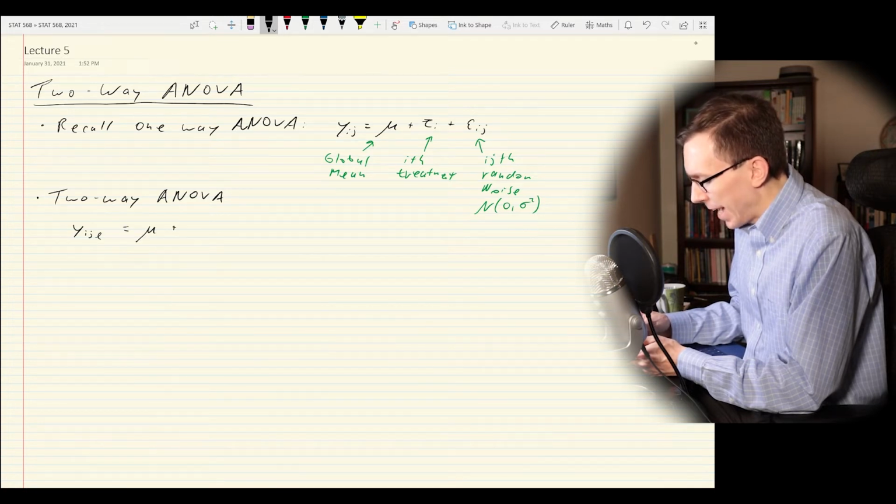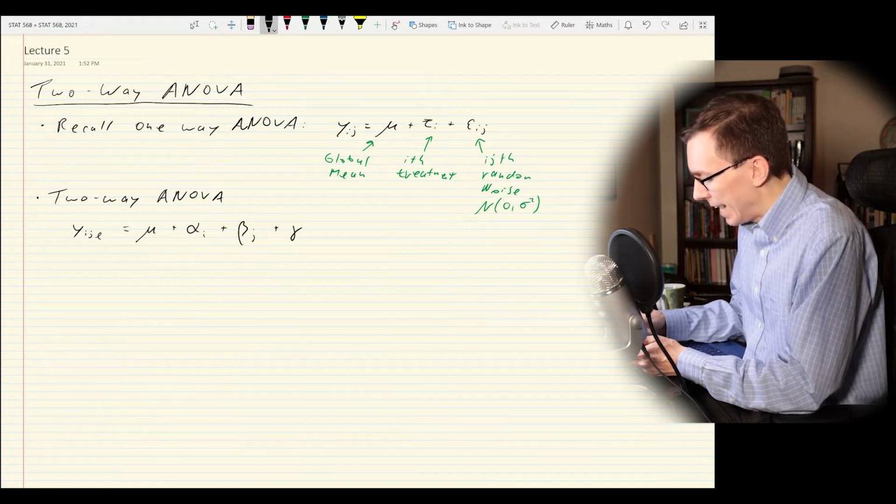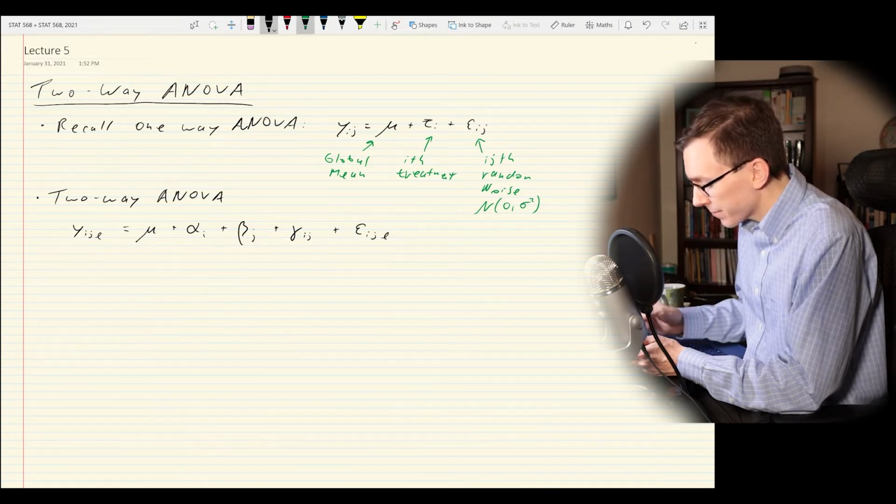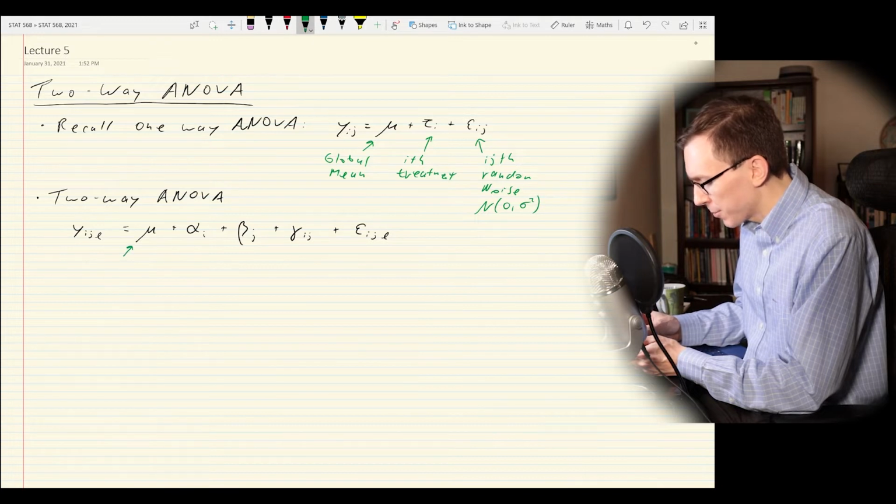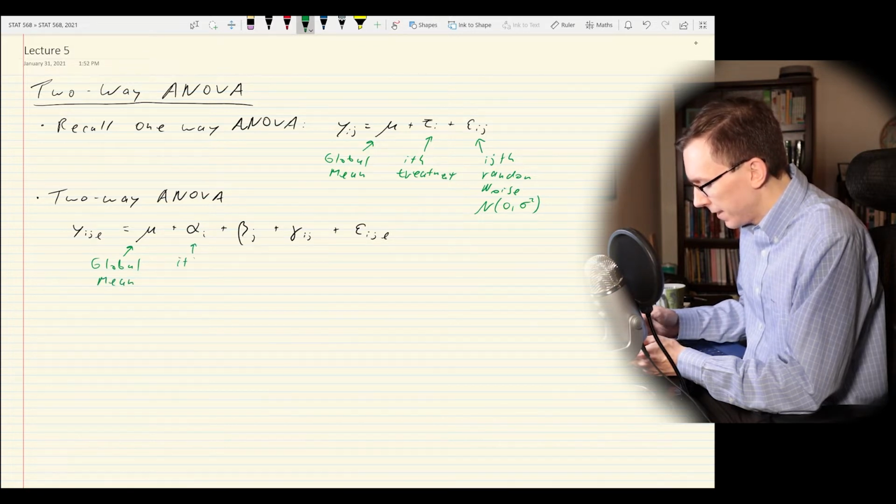So we're going to have an alpha i, we're going to have a beta j, we're going to have a gamma ij, that's the interaction bit, and then we're going to have an epsilon ijl. So again, going through all the terms, we have our global mean, we have our ith effect for, we'll say, factor A.